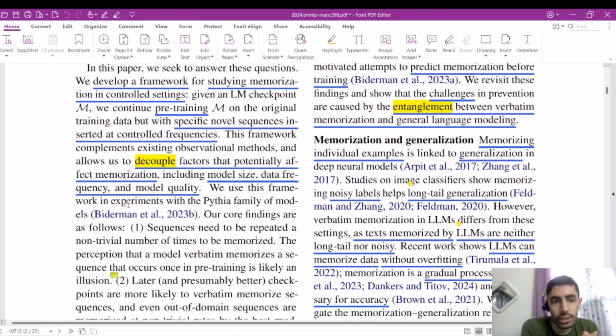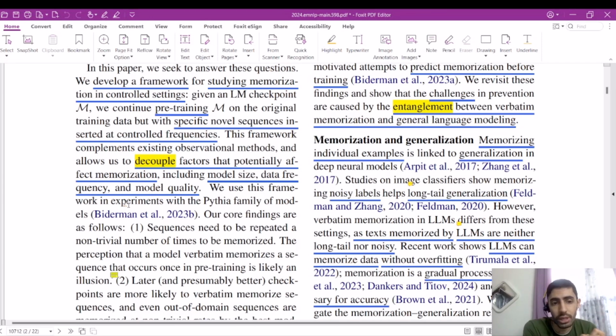This framework complements the existing observational methods, which I will talk about later, and allows us to decouple factors that potentially affect memorization, including model size, data frequency, and model quality. We want to scrutinize each one of them separately, so we can understand how much each one affects this problem.